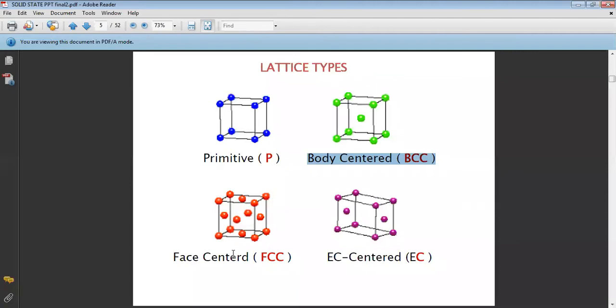Now come to the third diagram there, given as face centered, nothing but FCC. Means face centered cubic lattice. F refers to face, C means centered, one more C represents cubic. These are the unit cells of cubic system. So face centered cubic lattice. Now see here, the particles are mentioned at 8 corners. In addition to 8 corners, at the 6 face centers, 6 other particles are mentioned there. So this is the structure of face centered unit cell.